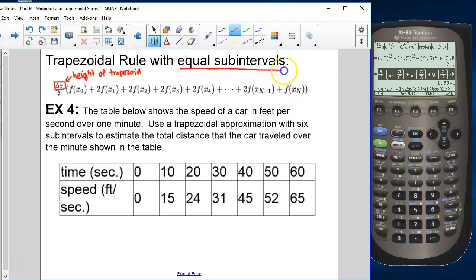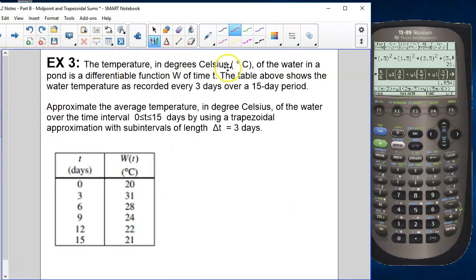You do have to have equal subintervals. So if your table does not go up by consistent amounts, then you need to just kind of graph it if you need to and find the area of each trapezoid separately. So it only works for equal subintervals. But it does save a little bit of time for this.